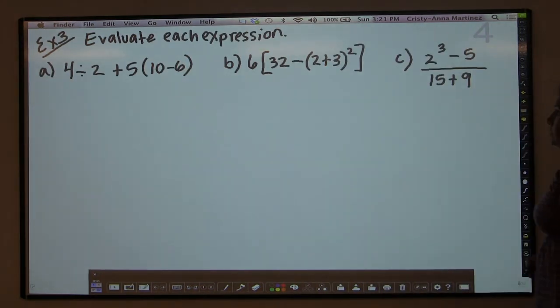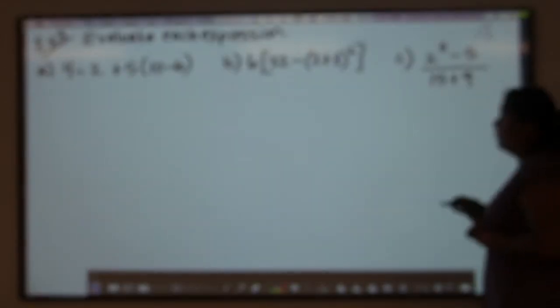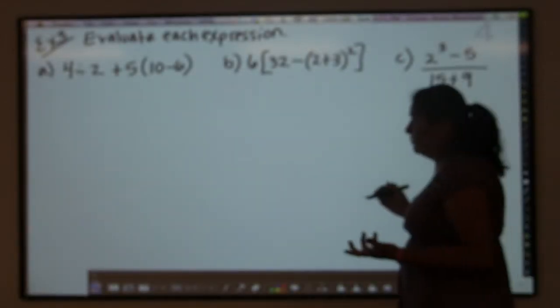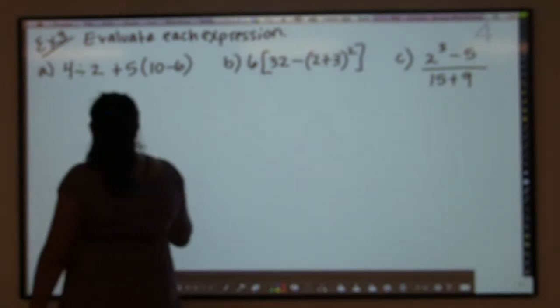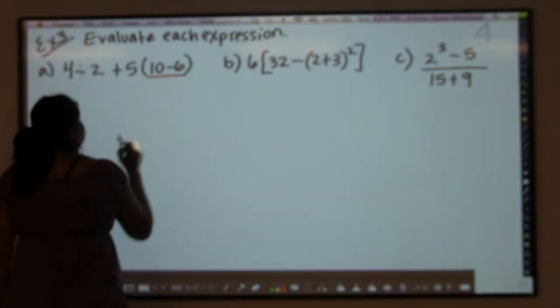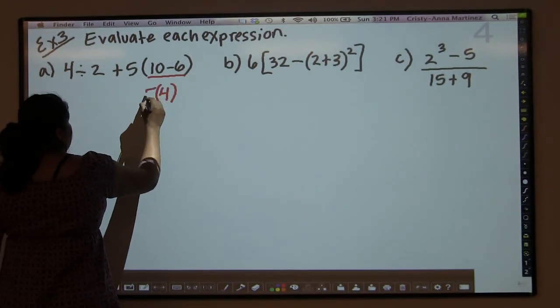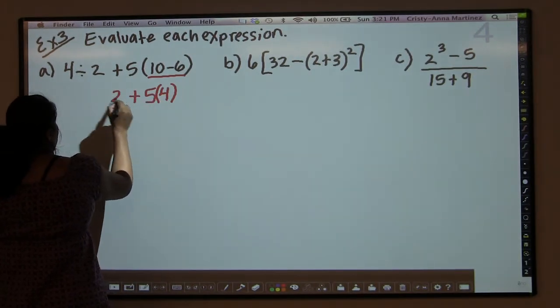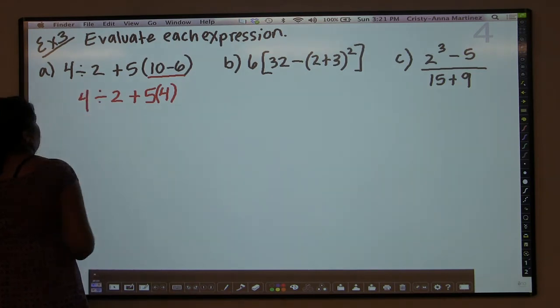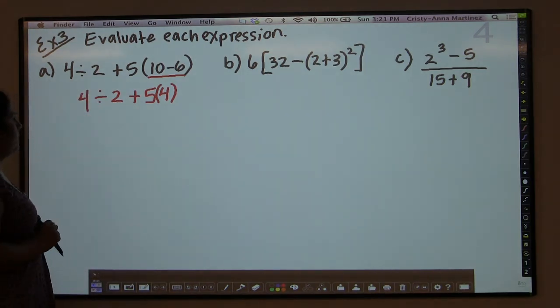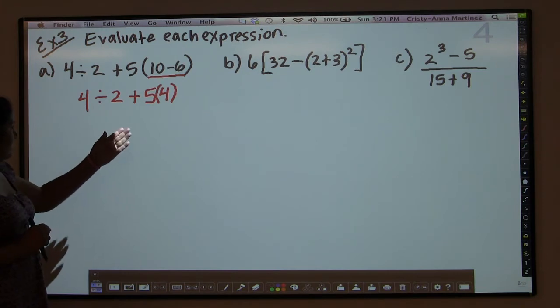All right, so now we're going to do more of the same, but they're going to get a little bit more complex. You can see that now we do have grouping symbols. So we're going to start with parentheses or grouping symbols. So I'll start with A here. So we know that we have 10 minus 6, and 10 minus 6 is 4. Put the 5 back, put everything else back. All right, and now we want to go exponents, but there are no exponents in this case.